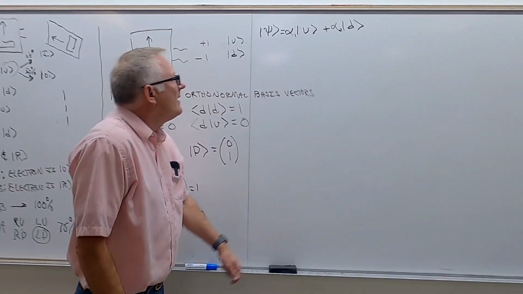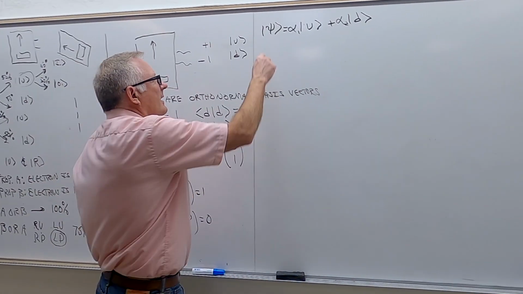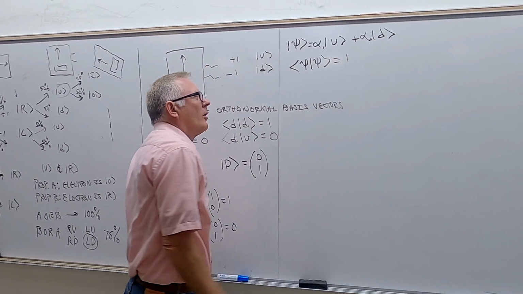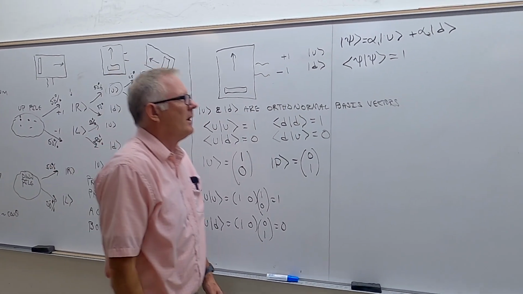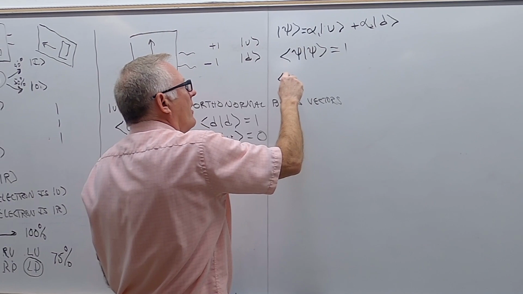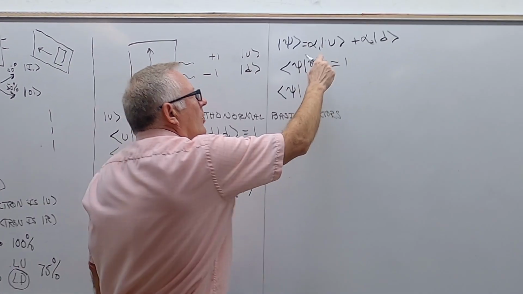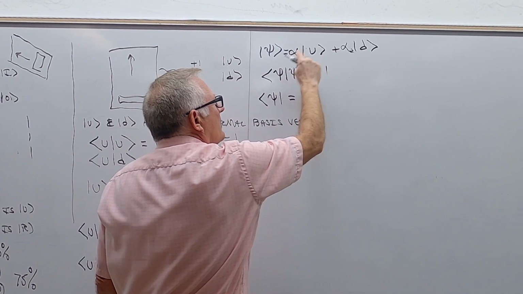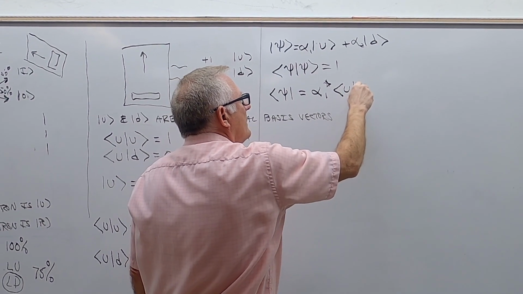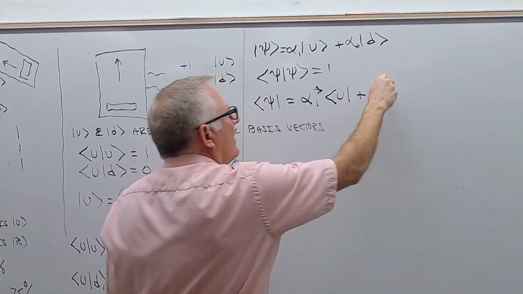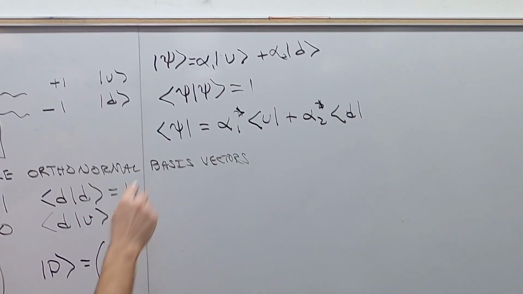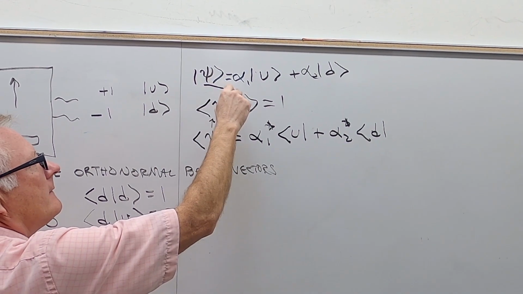Okay, and if I wanted to normalize it, what do I do? I just make sure that the inner product of psi with psi is 1. That's what I do to normalize it. The magnitude of itself is 1. Well, let's plug in right here. Remember, what was just the bra of psi? You take the bra of each one and make these the complex conjugate. So it'd be alpha 1 star bra up plus alpha 2 star bra down. Okay, so now let's plug both of these in right here.